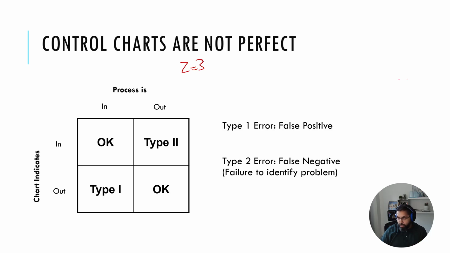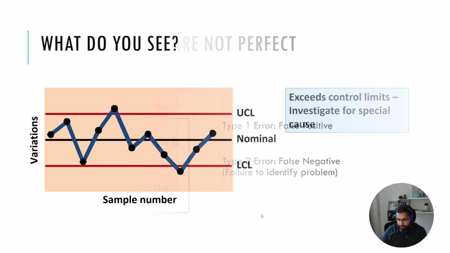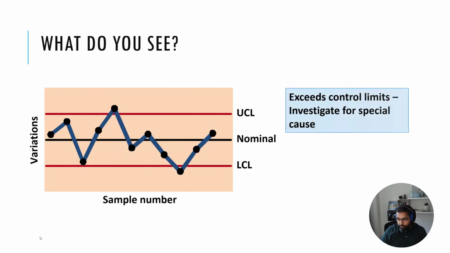What is a false positive? Let's say we observe this. Let me just remove the ink. So we saw this, and we go investigate for special cause. There is a small chance that there was no special cause, because there's a tiny probability that you can be outside the control limit with just normal cause variation present. Remember, the control limits are 3 sigma limits, so there's a tiny probability, less than 1%, that you can be outside the control limits without there being a special cause variation.